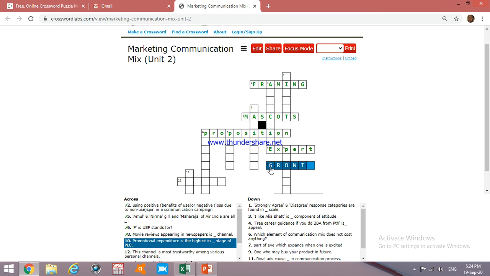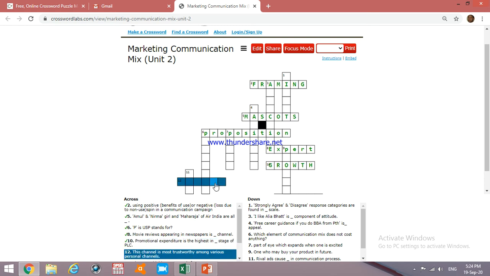However, if you want to find out the relative expenditure, which is overall expenditure divided by number of units sold, then you would find that the relative expenditure is higher in the introduction stage. But in absolute terms, the expenditure is highest in the growth stage.